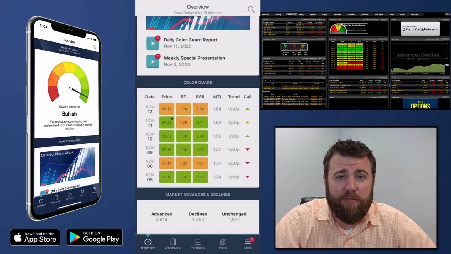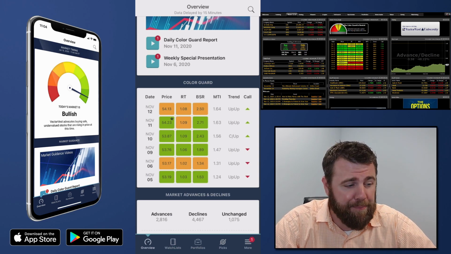These are going to be our last signals we get to get into the market and our last signals we get to get out. As you can see, we did get a confirmed up situation as of Tuesday and remain in that situation for right now.